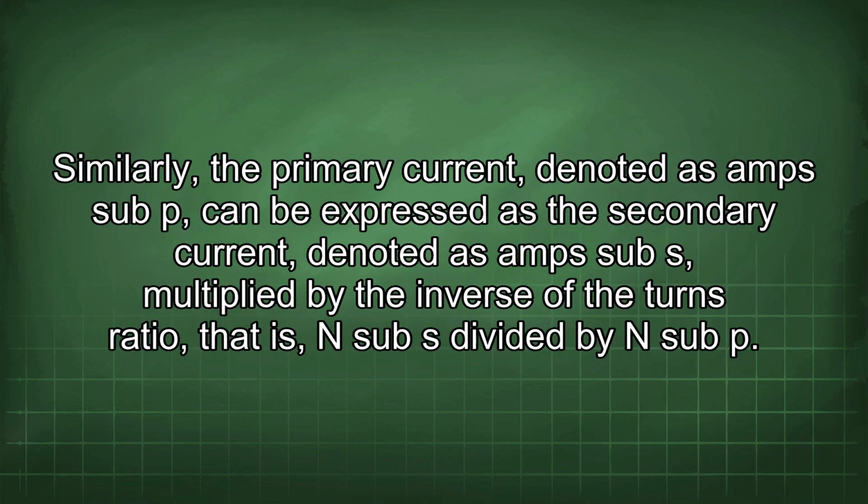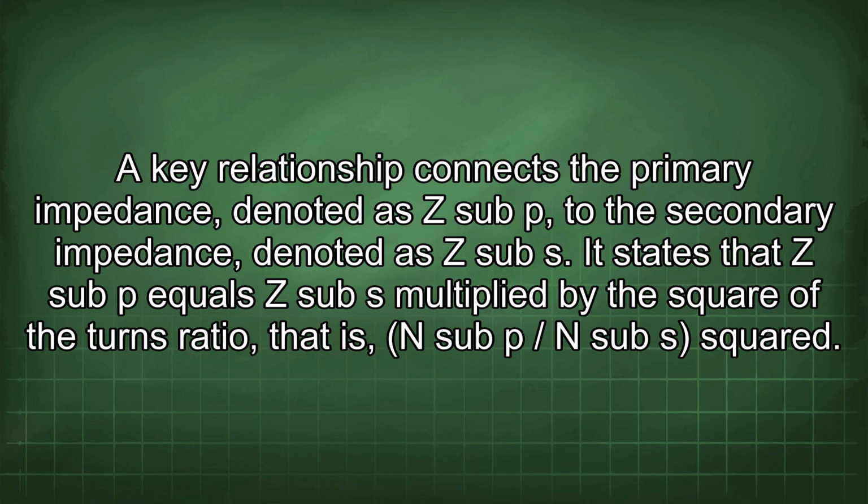Similarly, the primary current, denoted as I sub P, can be expressed as the secondary current, denoted as I sub S, multiplied by the inverse of the turns ratio, that is, N sub S divided by N sub P. A key relationship connects the primary impedance, denoted as Z sub P, to the secondary impedance, denoted as Z sub S. It states that Z sub P equals Z sub S multiplied by the square of the turns ratio, that is, N sub P slash N sub S squared.